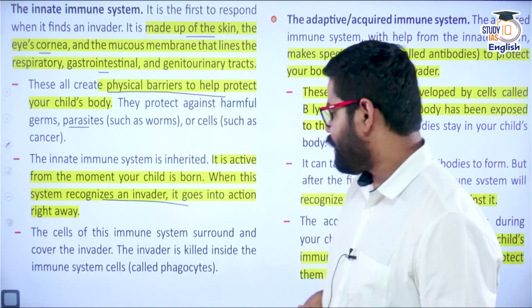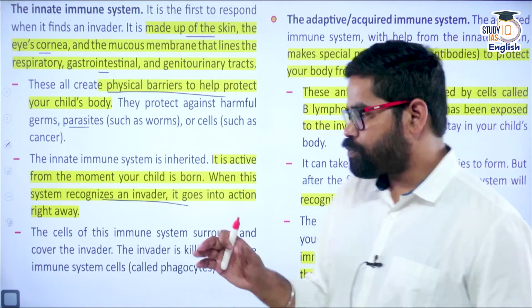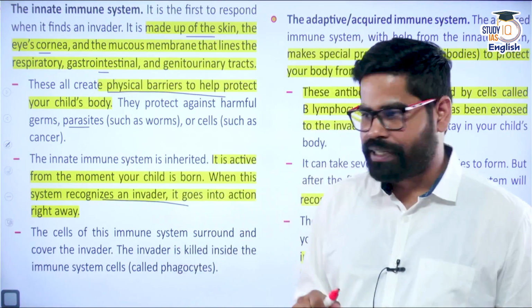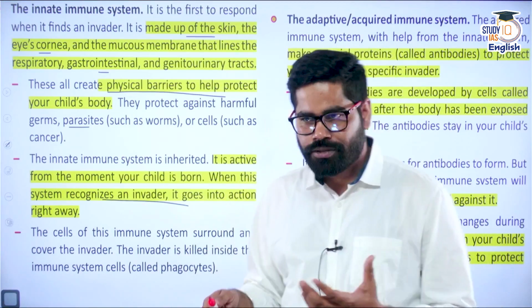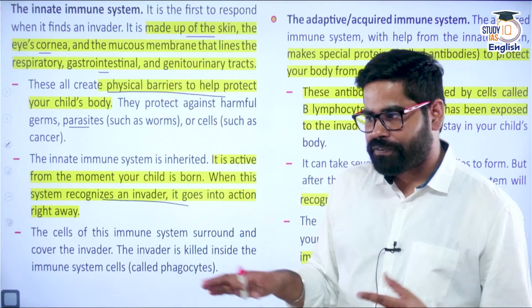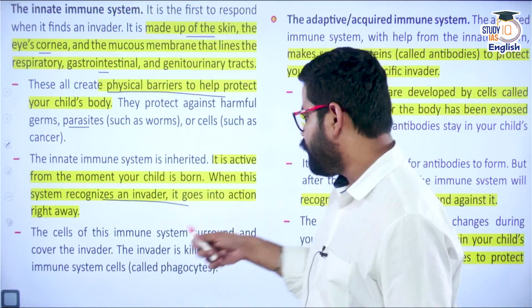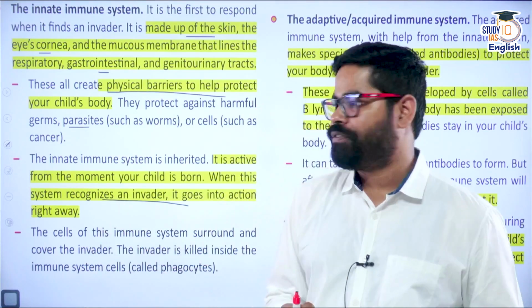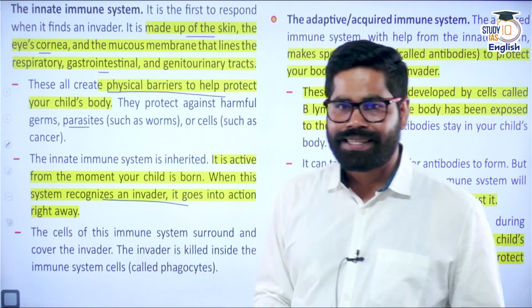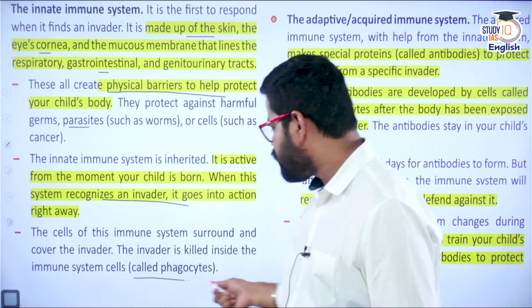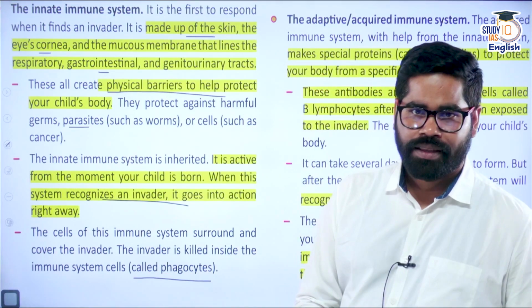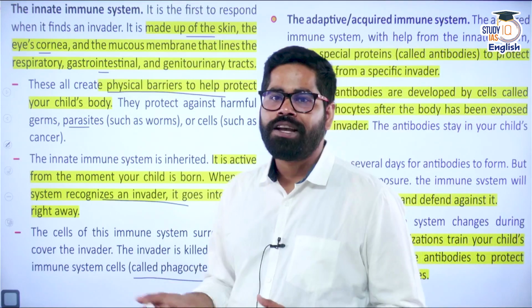Now, there is one particular activity here. Basically, if the cells of this innate immune system find a certain pathogen, they will surround and cover the invader, and then it is killed inside. And this thing is what we call phagocytosis. So this process is what we call phagocytosis.